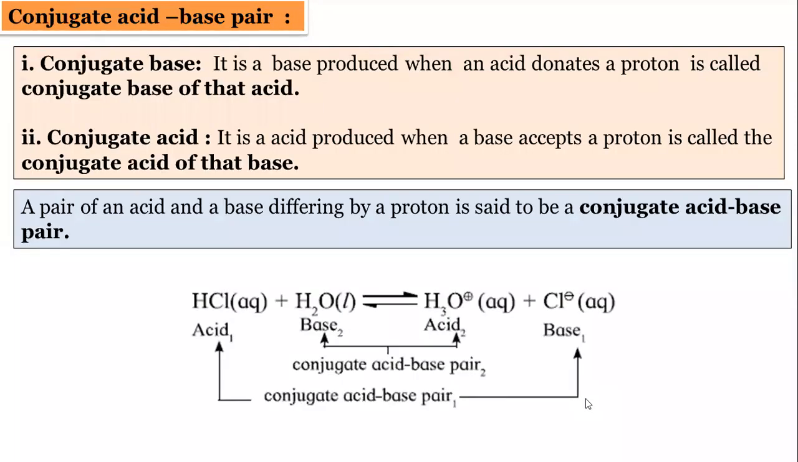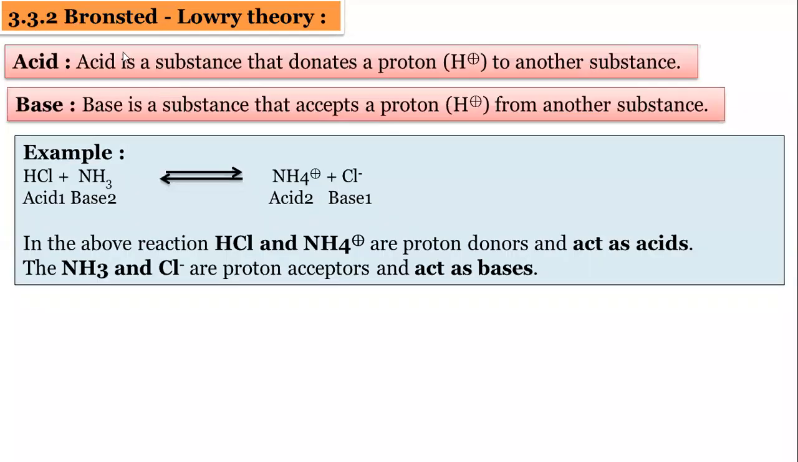The second theory is the Bronsted-Lowry theory. Bronsted and Lowry are the two scientists who discovered this theory. They also gave the definition of acids and bases. First we will discuss what is meant by acid. An acid is a substance that donates a proton. See, this definition is different from Arrhenius. According to Bronsted and Lowry, an acid is a substance that donates a proton to another substance.